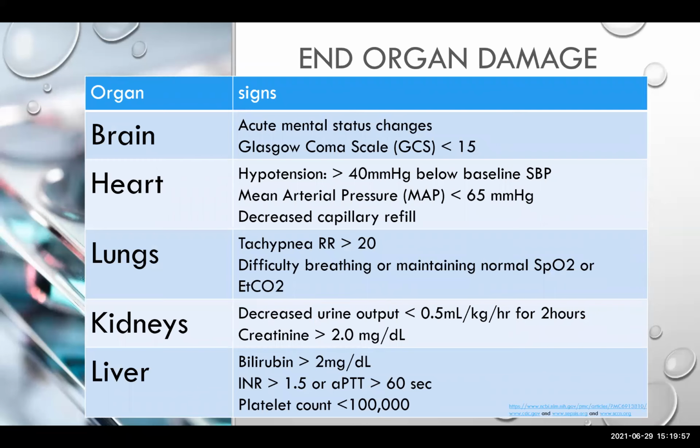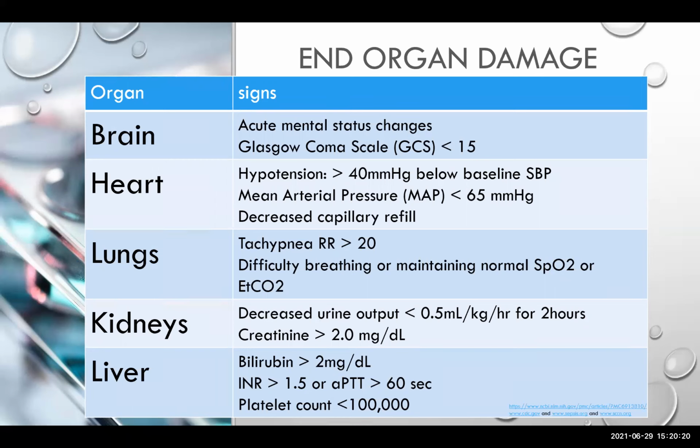End organ damage. When we look at the different types of organs, the signs of damage are shown here. In the brain, we have an acute status mental change, Glasgow Coma Scale of less than 15. Cardiovascular, the hypotension is typically greater than 40 millimeters of mercury below the baseline systolic blood pressure.